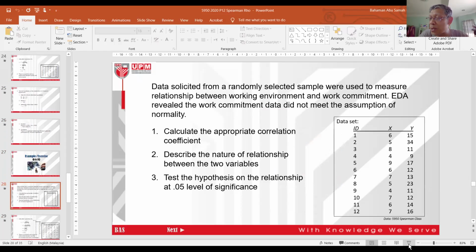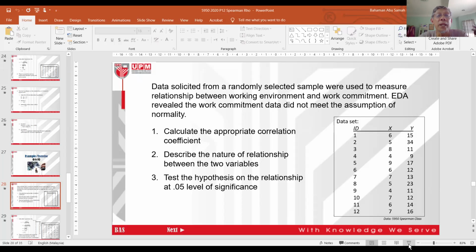Working environment is the IV, because the first level will be the IV. So working environment is the IV, and work commitment is the DV. EDA reveals that the data for commitment did not meet the assumption of normality. That is the clue that you need to apply Spearman rank correlation, because data for one of the variables, the DV, work commitment, is not normally distributed.